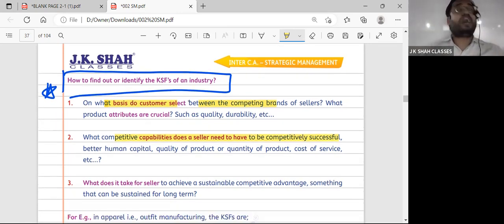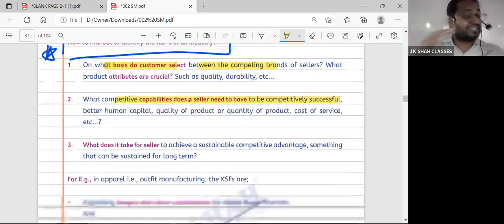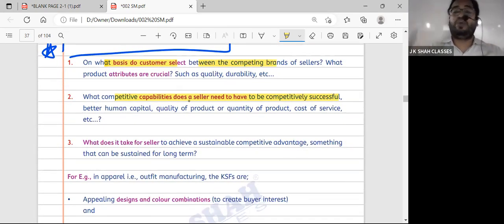Third, how can you give sustainable competitive advantage? Ultimately, everything boils down to this. How long can you enjoy your profitability? What does it take for the seller to achieve sustainable competitive advantage? Try to answer these 3 questions. You will be able to come up with a very good KSF of the industry, just like we did.